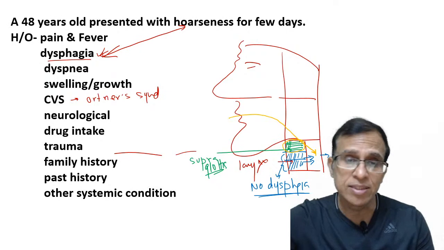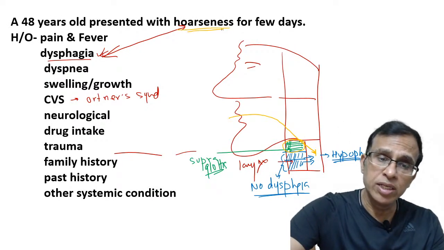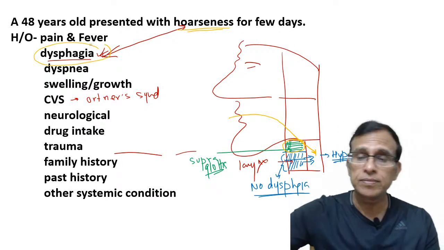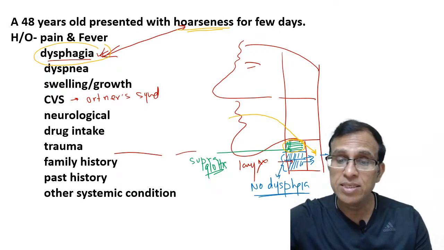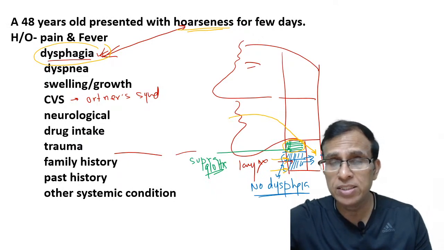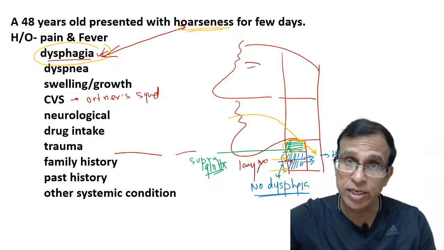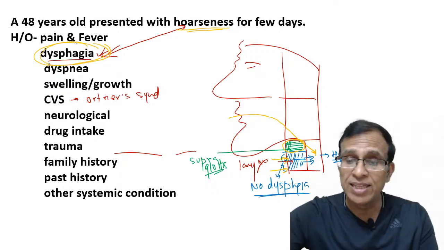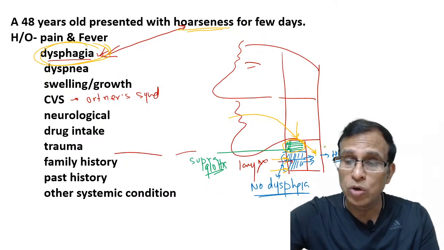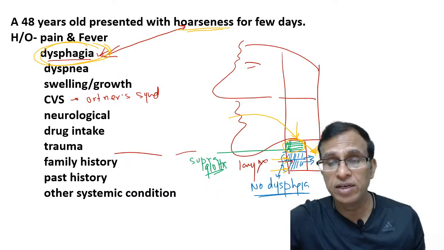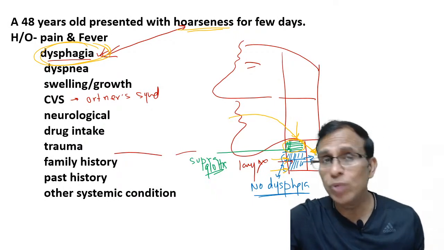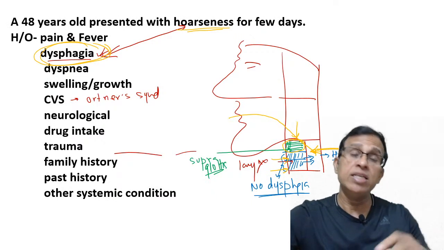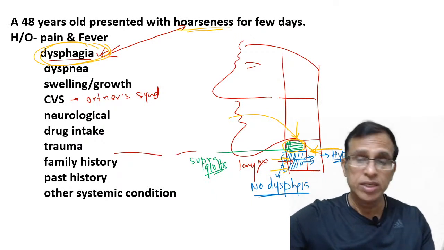So one thing it tells us is that if you have hoarseness only without dysphagia, then perhaps the disease is either in the glottis or subglottis, without spreading to the hypopharynx and without involving the supraglottis area. But if the patient has dysphagia, like in this case I'm telling you, then either the disease is in the supraglottis or the hypopharynx has also been affected. That's why the patient has difficulty in swallowing. So this is one piece of information that this additional symptom, dysphagia, gives us.